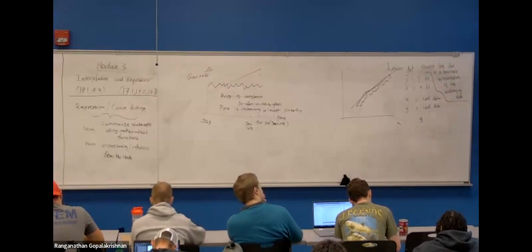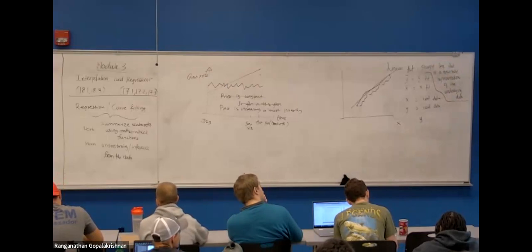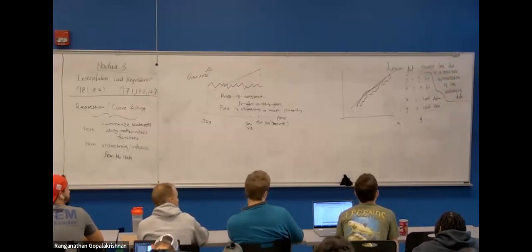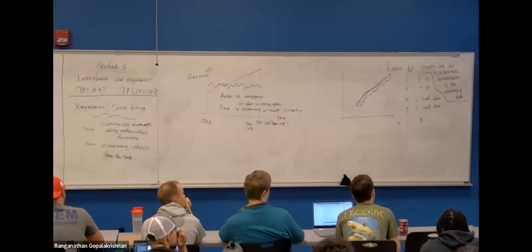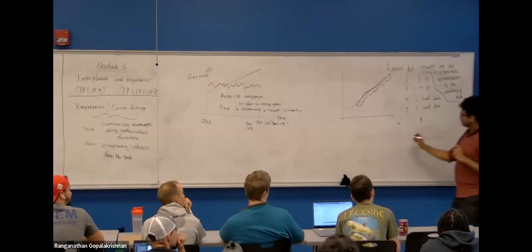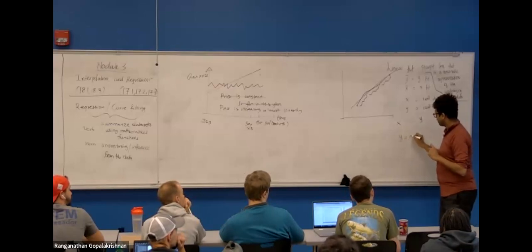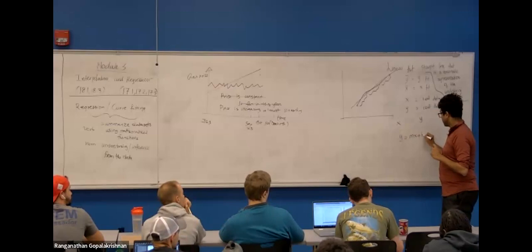You know from your geometry how many parameters are there in a straight line. How many parameters are needed to define a straight line? Can you give an equation for a straight line? Y equals... So how many parameters are there? So y equals mx plus b.